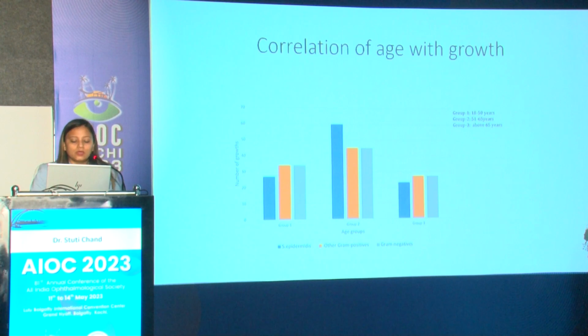Correlating age with growth, the growth of organisms was seen maximum in age Group 2, which consists of age between 51 to 65 years, and among this, Staph epidermidis was seen to be the highest in number.